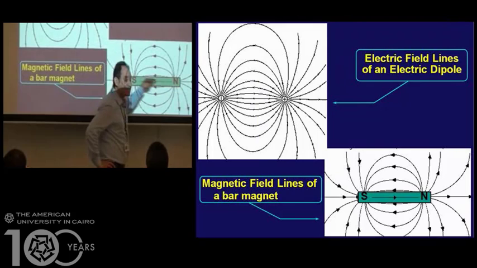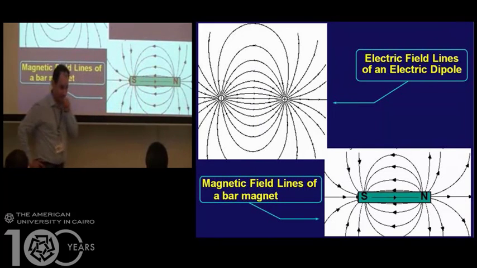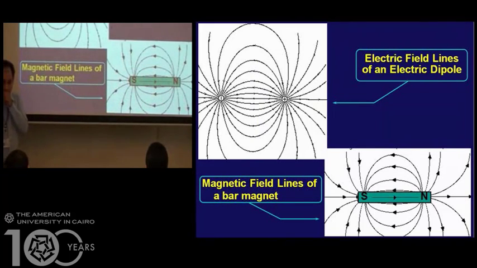Inside the magnet itself, the field goes from the south to the north. It has to close the circuit. It goes from the south to the north, inside the magnet itself.